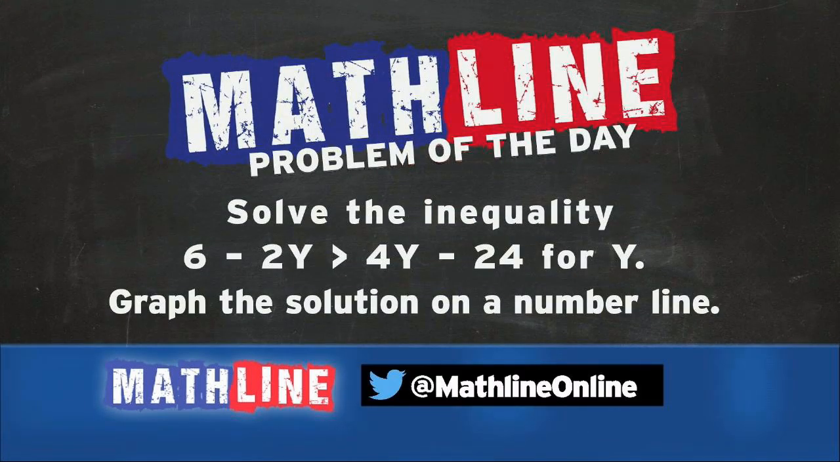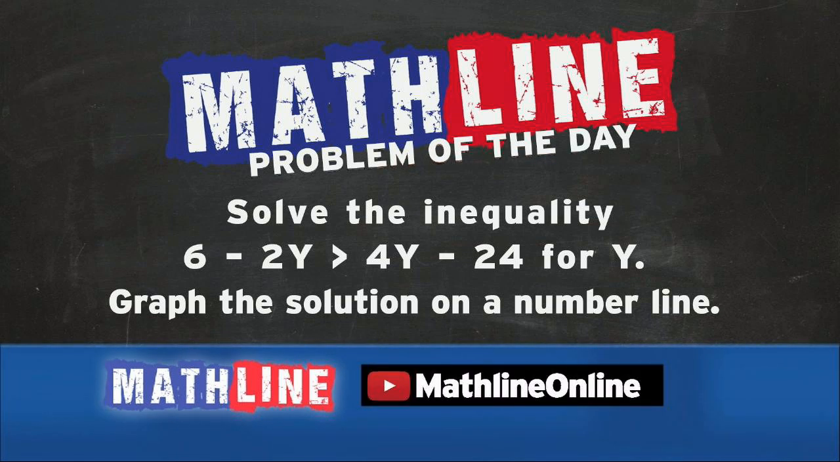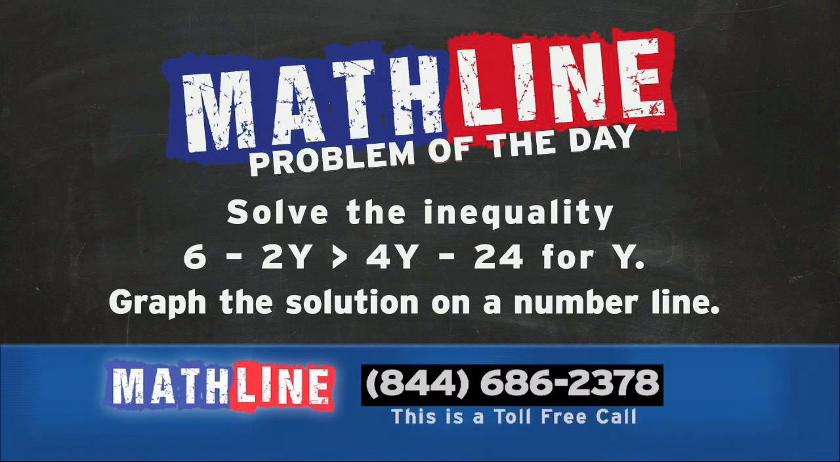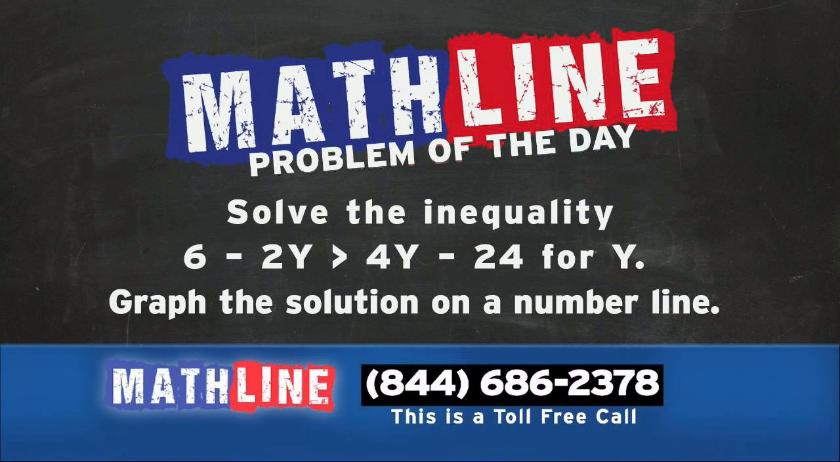Let's get this started with our problem of the day. Solve the inequality: 6 minus 2y is greater than 4y minus 24. Sometimes we get those confused, whether it's greater than or less than. That one's pointing to the right, so it's greater than. We're going to solve for y, so we get y by itself, then graph that solution on a number line. Get that written down at home: 6 minus 2y greater than 4y minus 24 for the variable y.